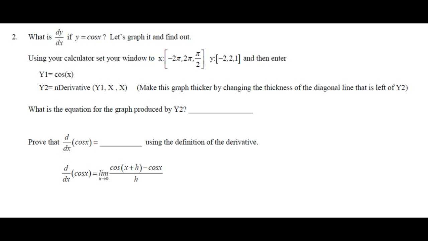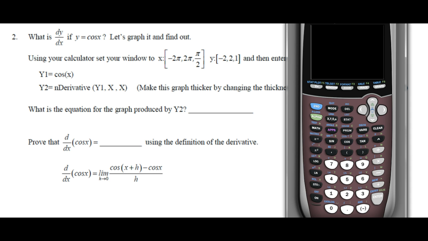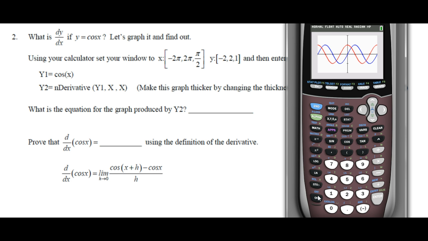What is dy by dx if y equals cos x? All right, so now all I have to do is restart my calculator, go into y equals and change that to cos, right? And since I used y1 here instead of putting cos there, now all I've got to do is hit graph. Okay, so in blue, we're going to see cos x. And in red, we're going to see the derivative.